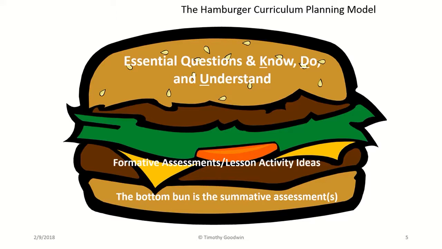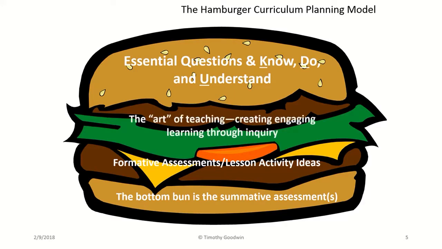The meat, then, is the collection of possible formative assessments and learning activities that you will lead students through to become proficient with the KDUs. So the meat is all that lesson planning. And then the condiments and the toppings are the application of the concepts of engaging students, applying what we learned in Units 1 and 2 to the art of teaching. So how will you engage students in the activities? How will you create the safe culture that they'll want to participate in?